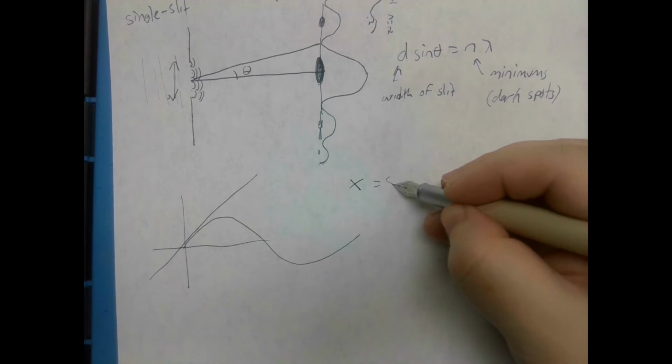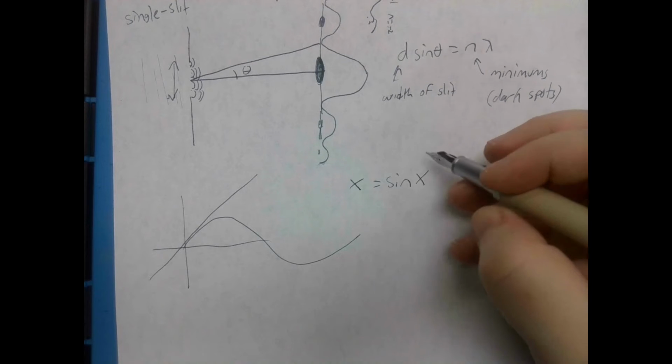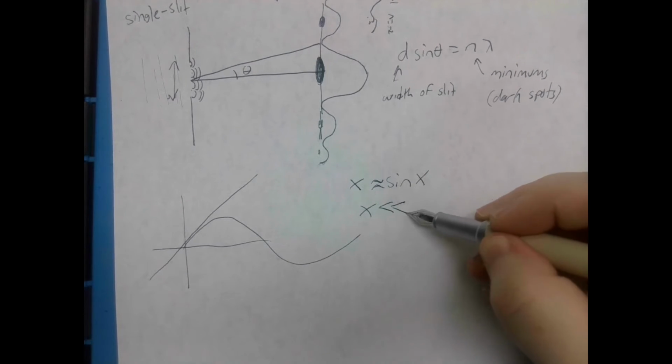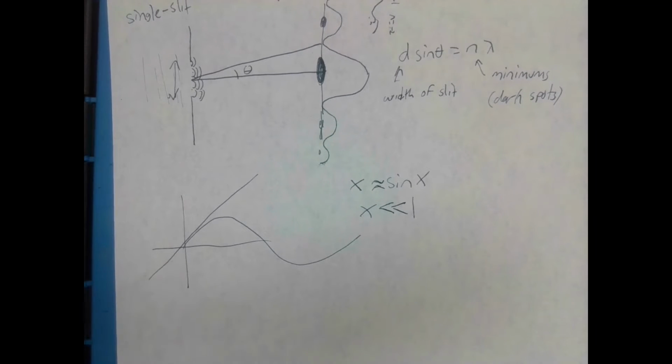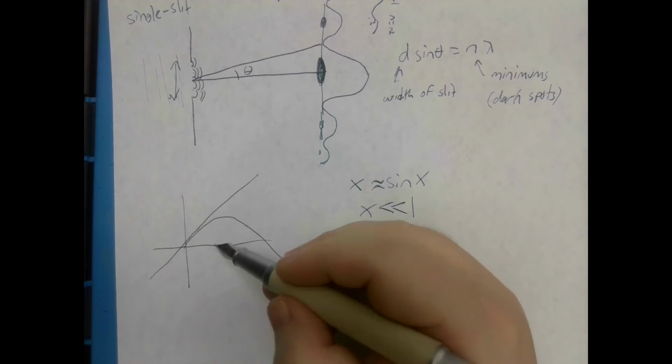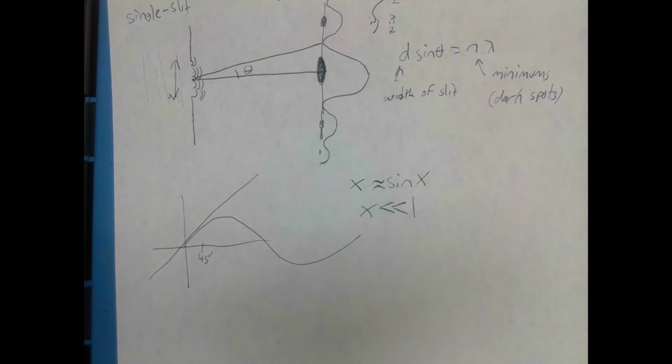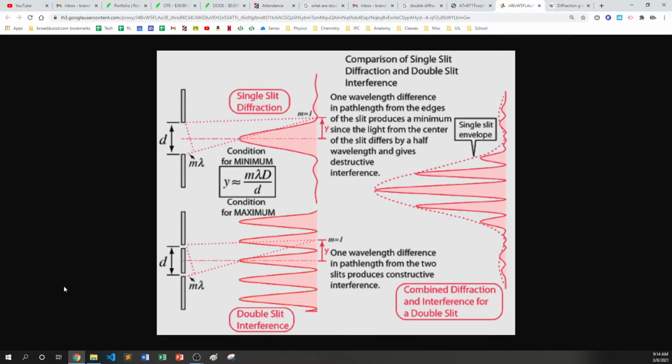x and sine of x are approximately equal if x is significantly less than 1. And that's for radians, so significantly less than about 20 or 45 degrees. Obviously 20 degrees is not significantly less than 1 radian, so you cannot approximate. But most of the time, whenever they do diffraction gratings, it is over very small angles.